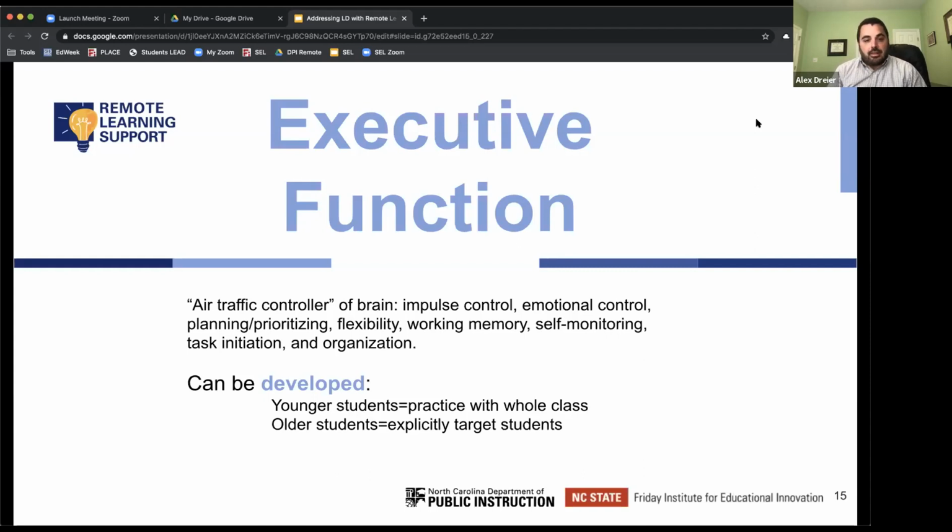One distinction I think to keep in mind is that with older students, you want to work with your whole class on some of these skills. This is the general rule. It's not like there's a specific date at which this changes, but just a general rule to keep in mind. So with younger students, you want to practice for the entire class. With older students, you want to look for students who might be specifically struggling in these areas and target them and work with them.